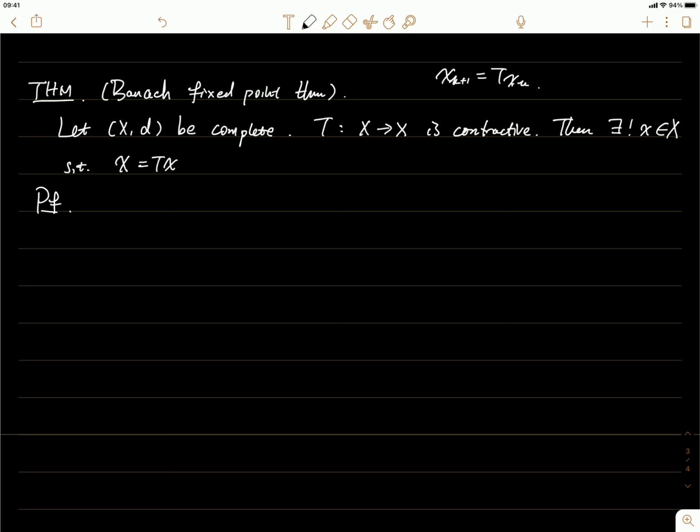We're going to first show that this fixed point exists. So the first step: let's pick some x0 arbitrarily from the space, then generate a sequence as I just mentioned.